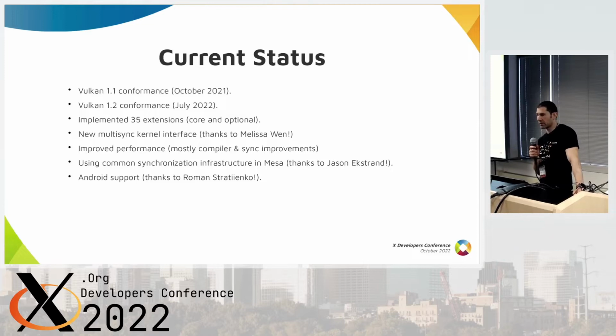A big thing that happened also is thanks to Jason, we are now using the synchronization framework from the Mesa frontend. And then we also got Android support thanks to Roman Stratiienko, which is interesting to us because it's not easy for us to find things that we can run on Vulkan on the Raspberry Pi. So I guess having Android support opens up some new opportunities for us.